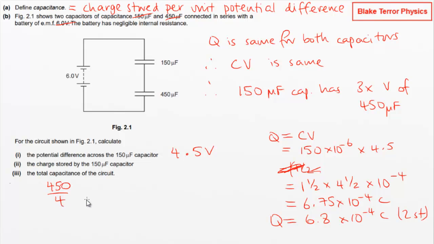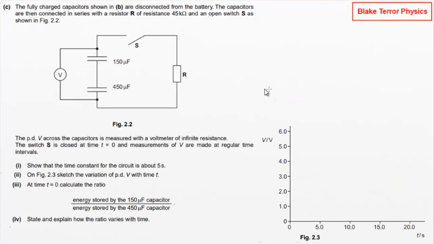450 divided by 4, which is equal to 112.5 microfarads. So 110 microfarads, to two significant figures. At least I like it when they give us nice numbers for doing the calculations. I think we've got a bit more. We do have a bit more, right?